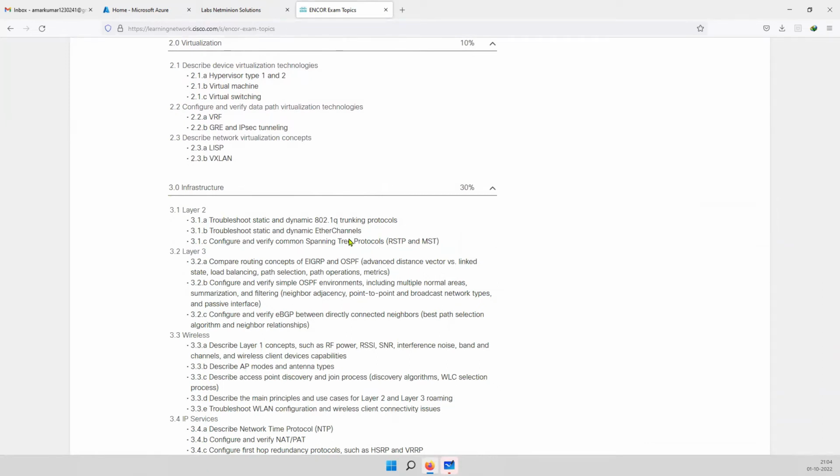What is virtualization? When we talk about virtualization, instead of using physical infrastructure, you can use virtual infrastructure. You can do the virtualization at the hardware level, or you can do the virtualization at the software level.